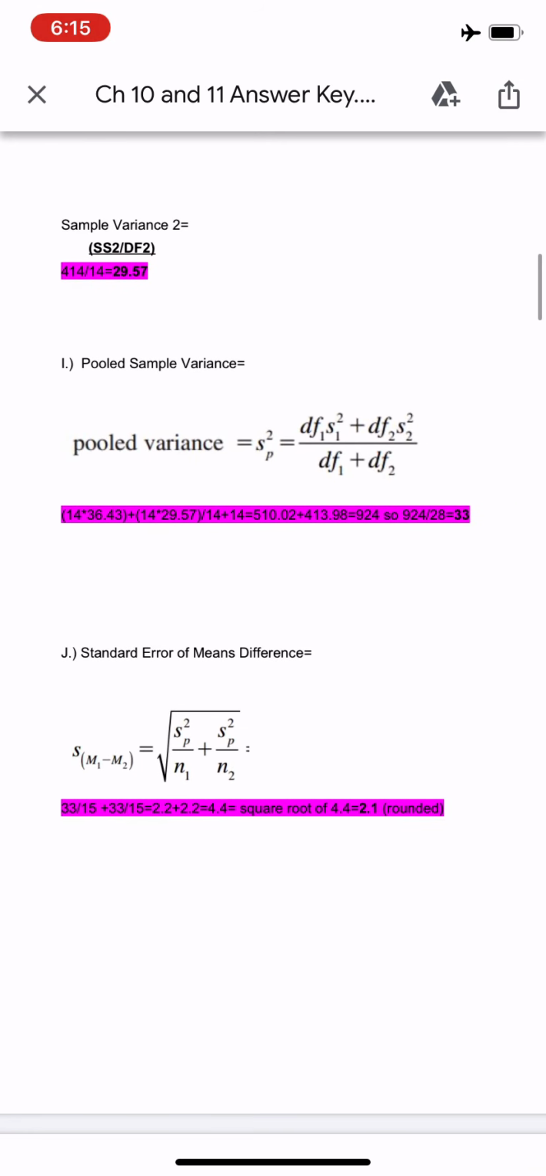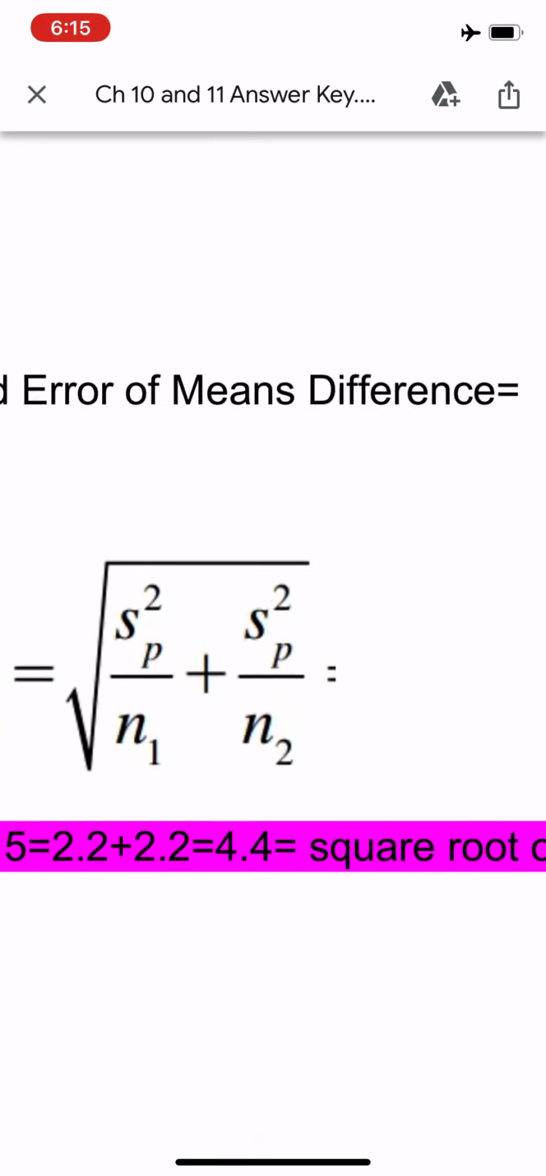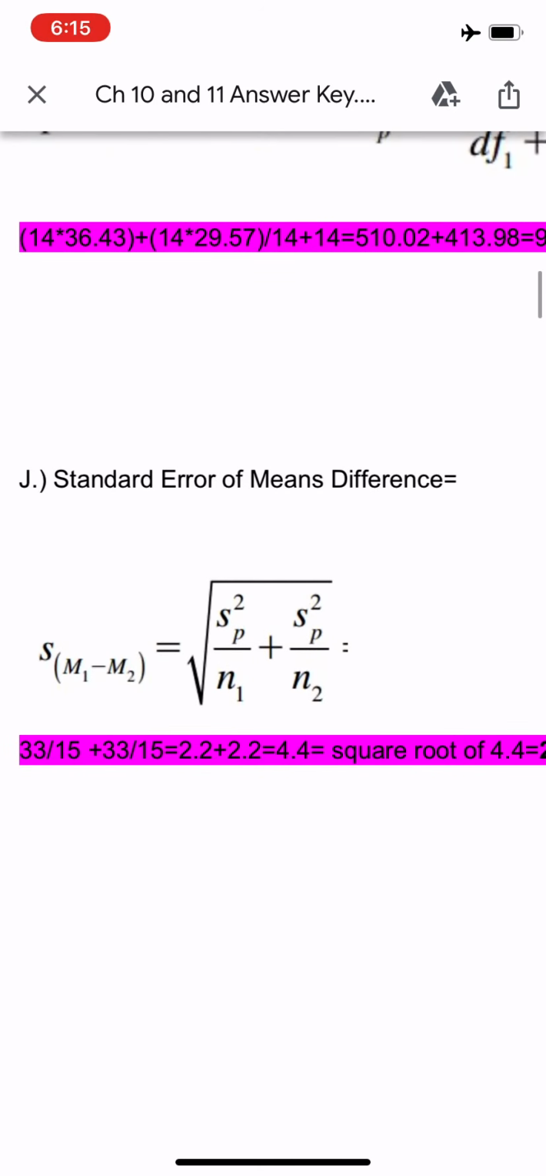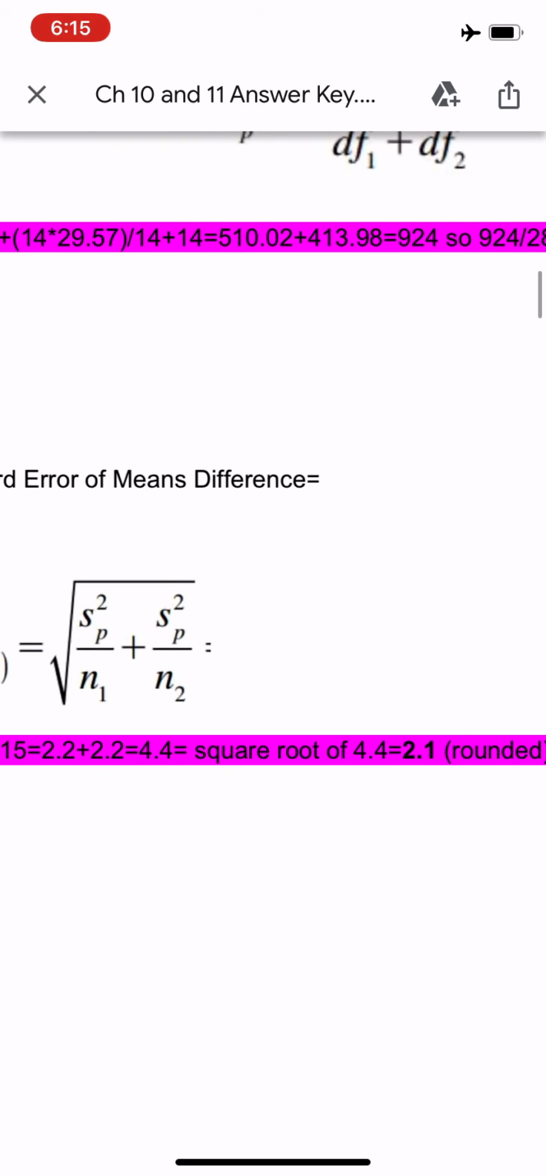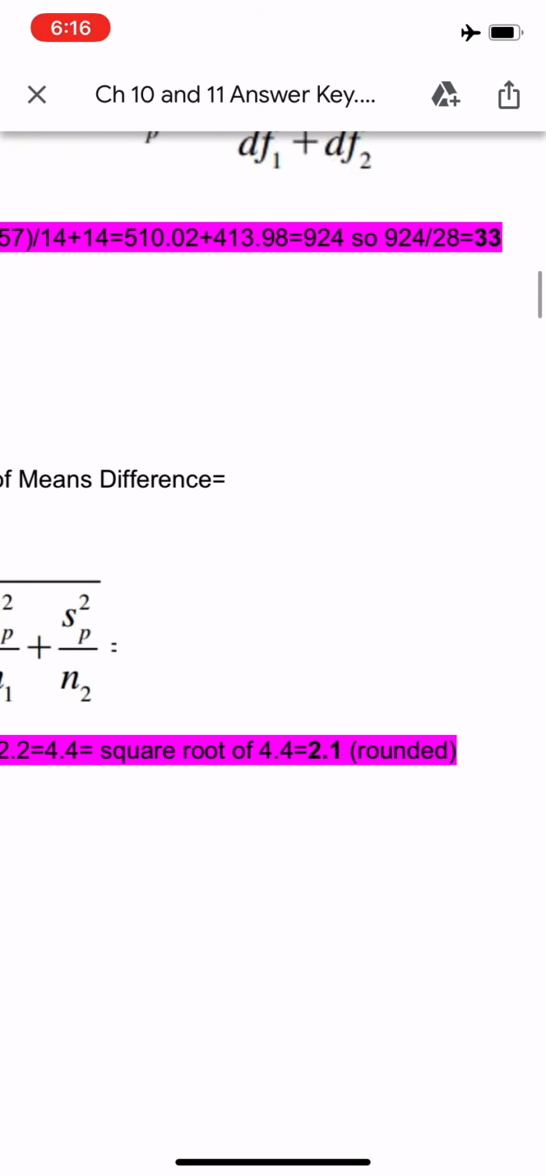All right, and now we need to get the standard error of the mean difference. This will be the denominator of the t-test. So what you do here is you take the square root of the pooled variance divided by n1 plus the pooled variance divided by n2. So in this case, the n's are the same for each group, which is not always the case, but in this case it is. So you just do 33 divided by 15 plus 33 divided by 15 equals 2.2 plus 2.2 equals 4.4. And then the square root of 4.4 is 2.1 rounded.